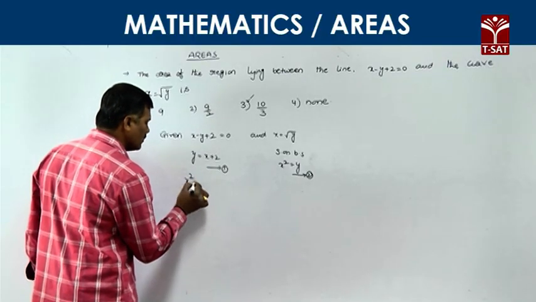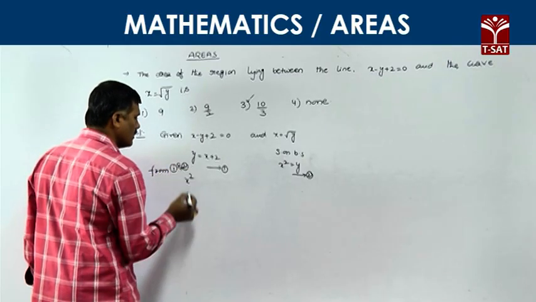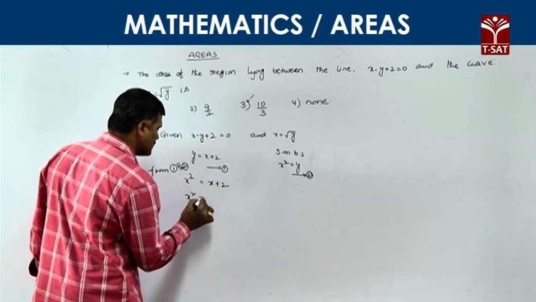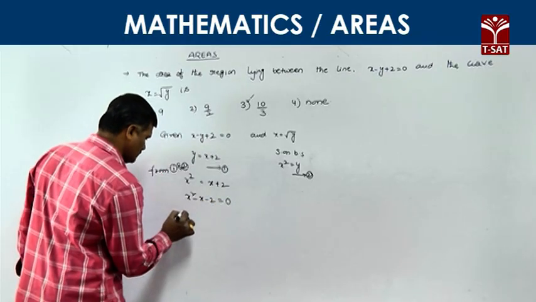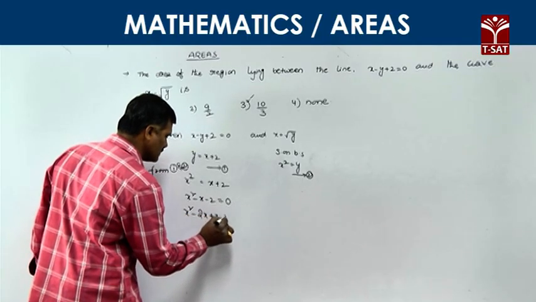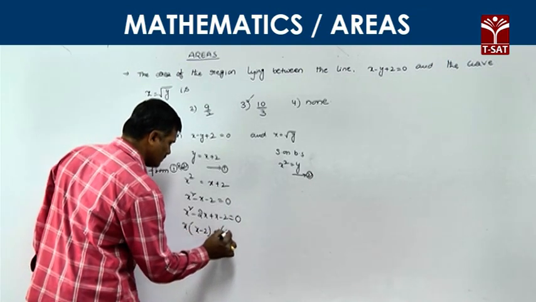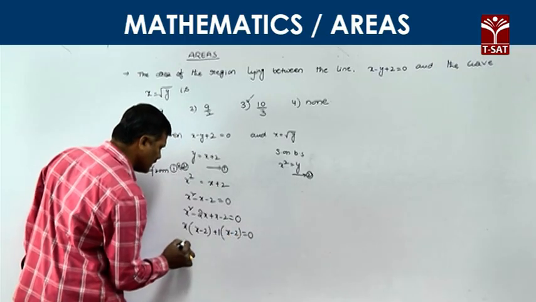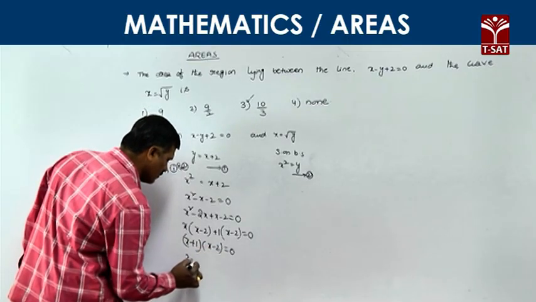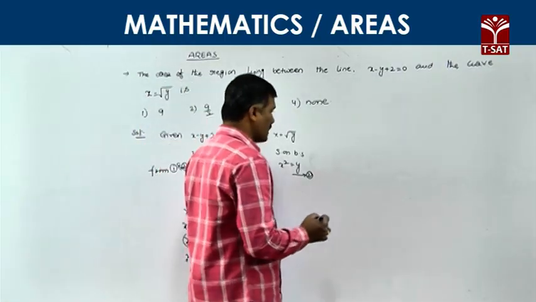Now equating equations 1 and 2, x square is equal to x plus 2, x square minus x minus 2 is equal to 0. Now factorizing, x square minus 2x plus x minus 2 is equal to 0, x into x minus 2 plus 1 into x minus 2, so x plus 1 into x minus 2 is equal to 0. x is equal to minus 1 and x is equal to 2. The curves intersect at x equal to minus 1 and 2.